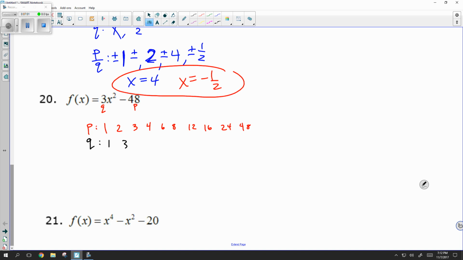So we're going to take all the ones in red and put them on top of the black ones. So 1 over 1, so this is our P over Q stuff. 1 over 1 is 1, 2 over 1, 3 over 1, 4 over 1, 6 over 1, 8 over 1, 12 over 1, 16 over 1, 24 over 1, 48 over 1.